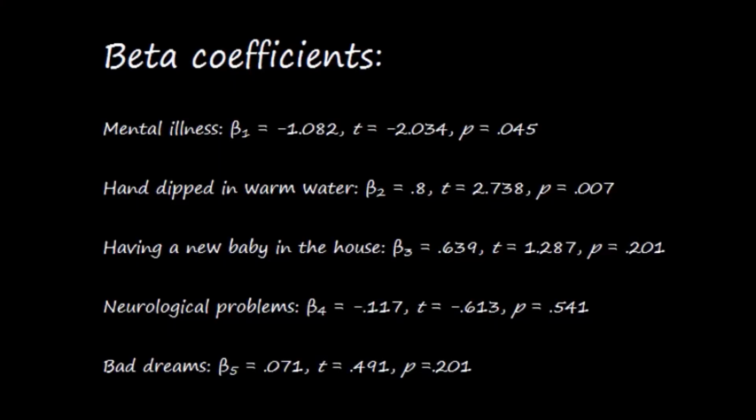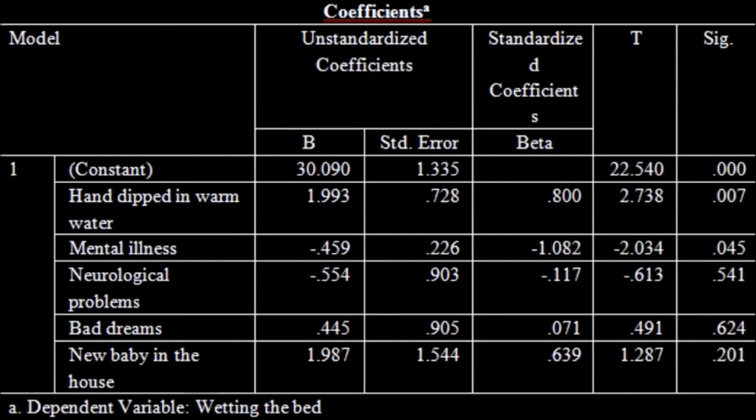Here are the beta coefficients for our multiple regression. As you can see, in our analysis, for every 1 unit increase in standard deviation for your hand being dipped in warm water, there is a 0.8 standard deviation unit change in wetting the bed.